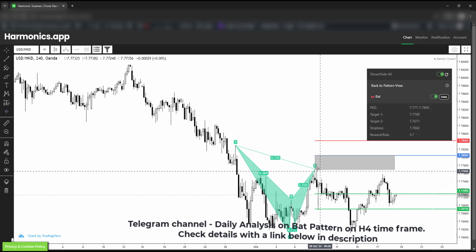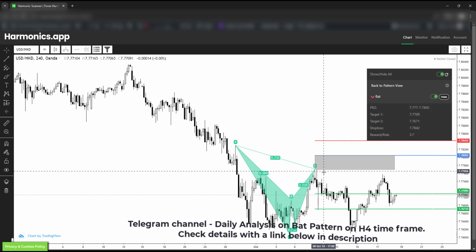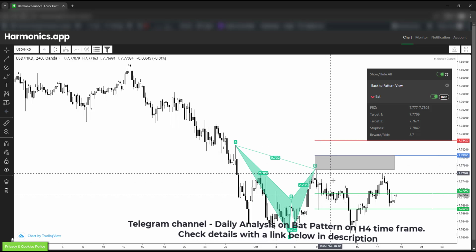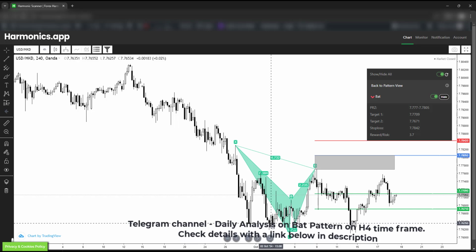So when I add these technical tools and make the analysis, I would see that the entry level would be here. The stop loss would be right here. The take profit would be here, but also a third take profit would be right here.